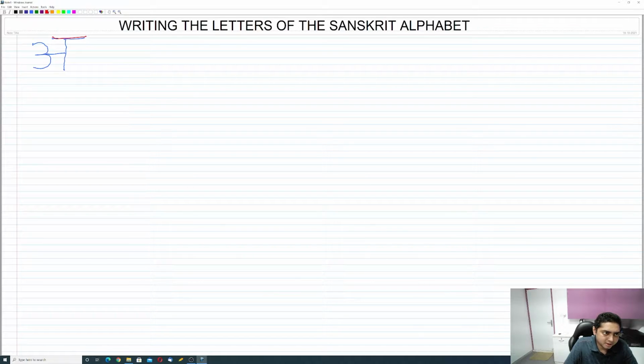So let me write the next letter, which is Aa. So this is how you write the letter Aa. First you write a stroke in the form of a 3, then a horizontal line, then 2 vertical lines and 1 vertical line at the top.